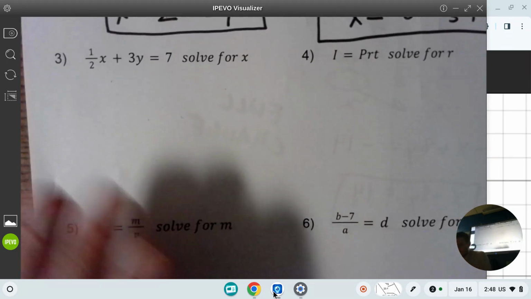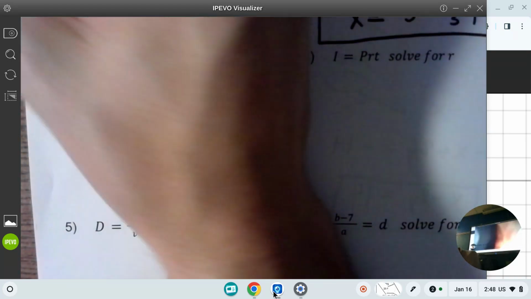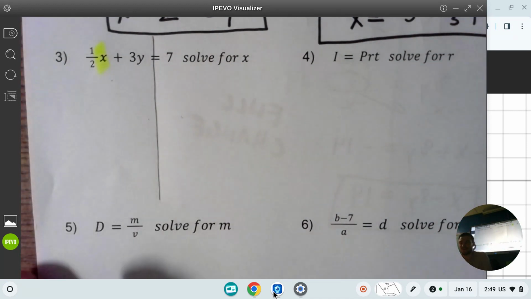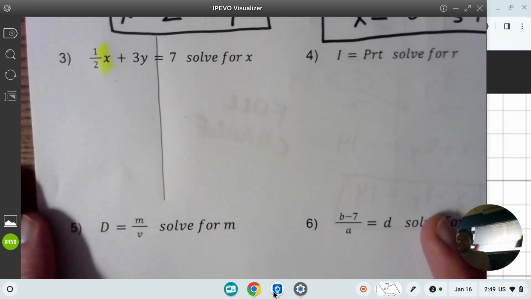Number 3, speeding it up. Here's the x. Stay with me, stay with me, stay with me. I said it would be longer than 10.